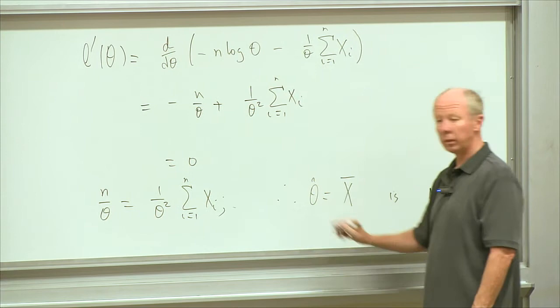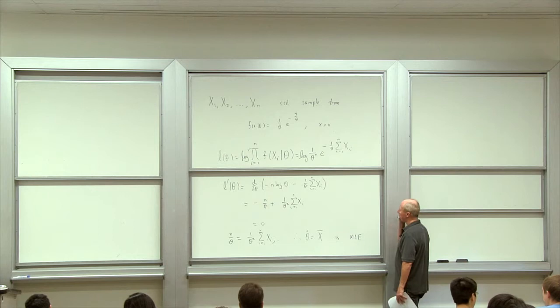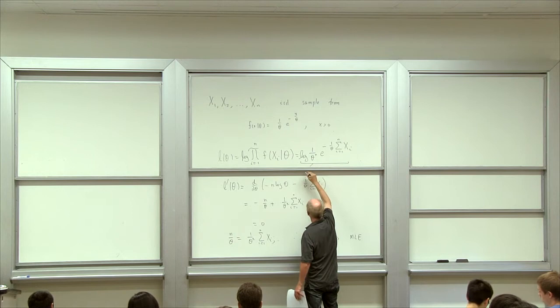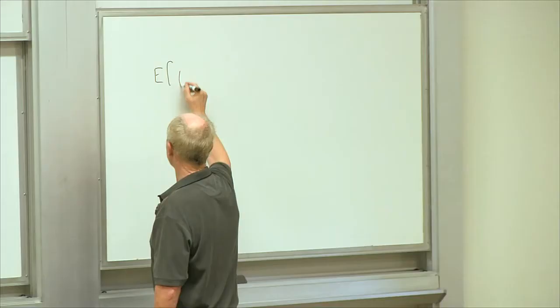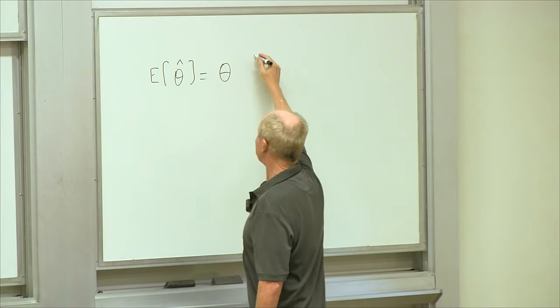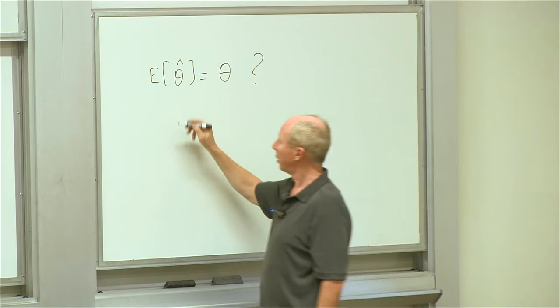Okay? So that's part B. In part A, you might want to go one more step and write this as a thing inside the parenthesis here, but it wasn't necessary. And then finally, is this an unbiased estimator? That's the question of whether the expected value of the MLE is theta, the parameter. But what is the MLE? It's x bar.